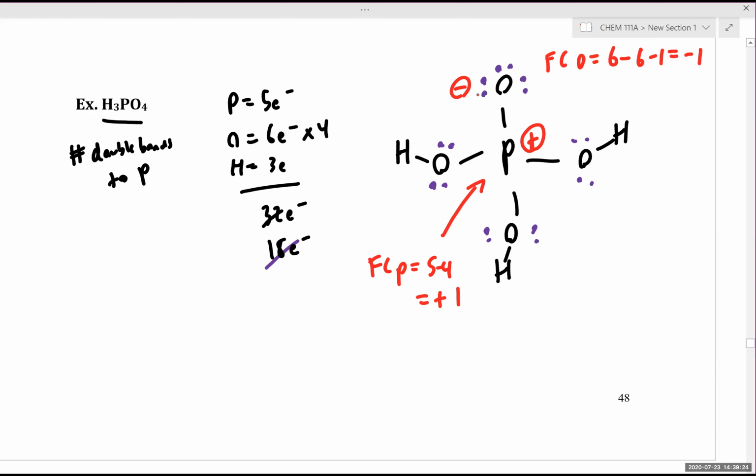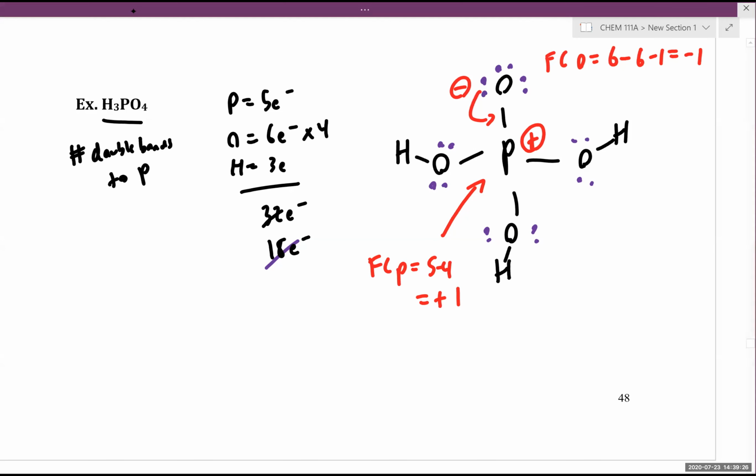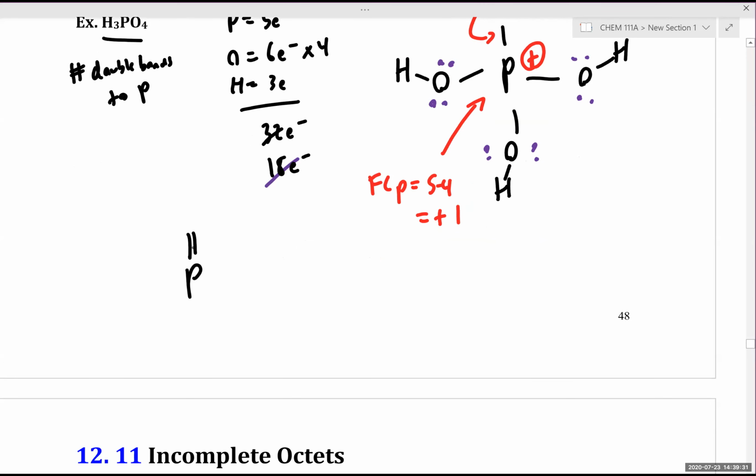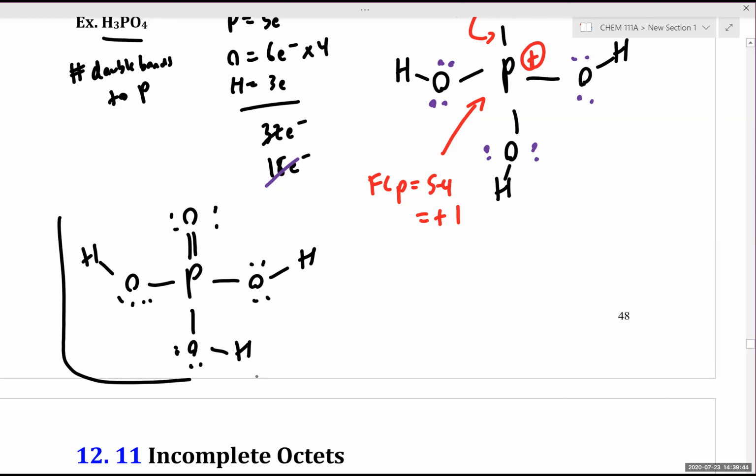We form a double bond with our topmost oxygen atom, and that in turn gives us the following structure, where we've minimized our formal charges by invoking an expanded octet. It's not surprising that many oxy acids have expanded octet structures, because they often contain n equals 3 and below elements. Any questions on this example?